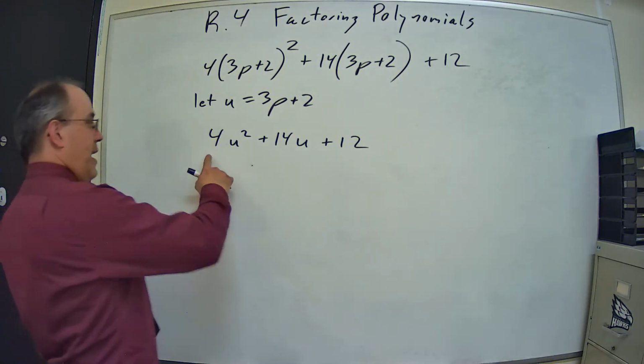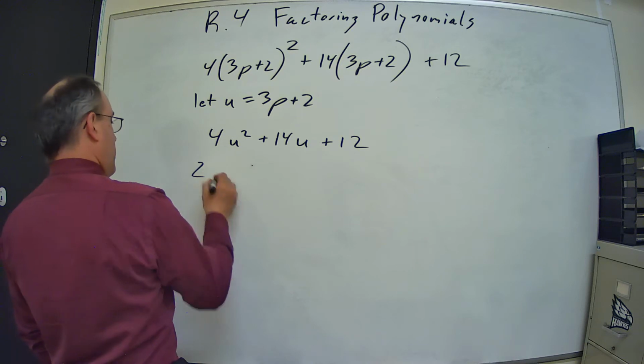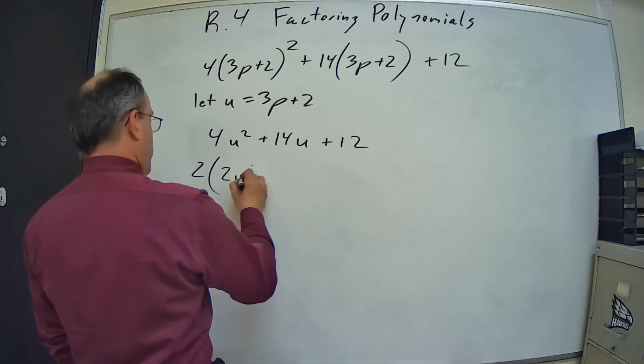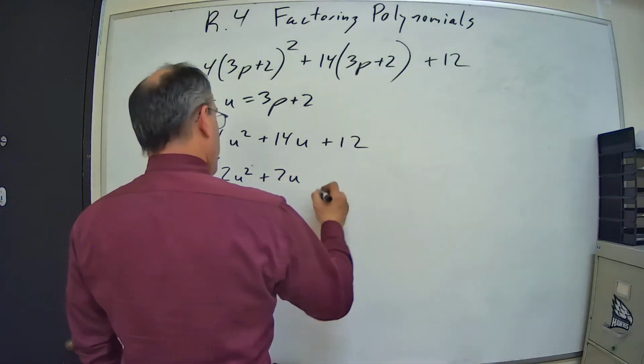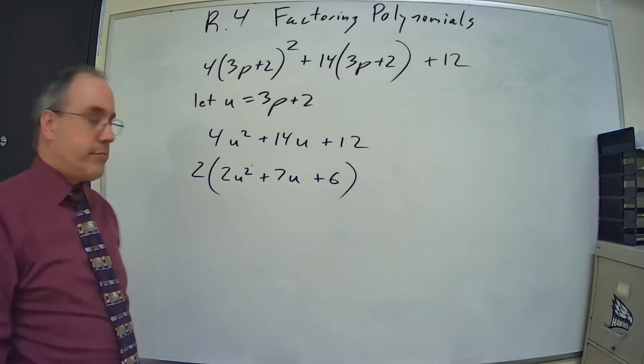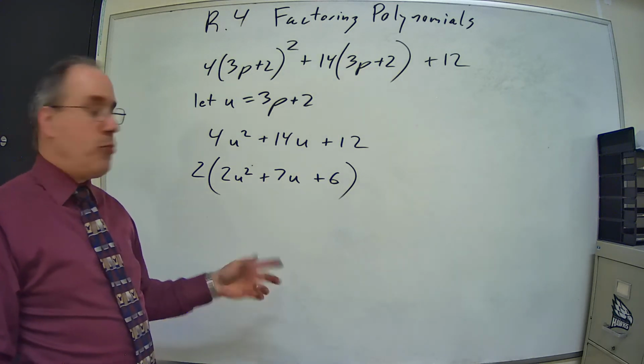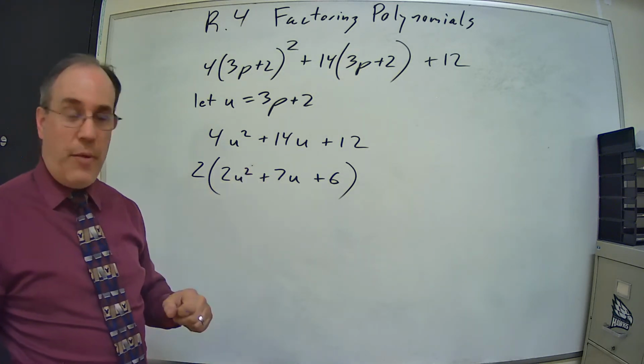In fact, I look at that and I go, I got 4, 14, and 12. Well, I can factor out a 2. Greatest common factor, right? So 2 times (2u squared plus 7u plus 6). Well, this is looking even better. So now, if I'm going to factor this, I'm going to factor by grouping. These aren't perfect squares, so I can't do it that way.